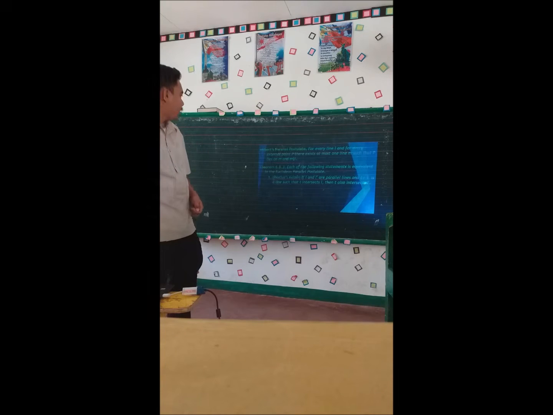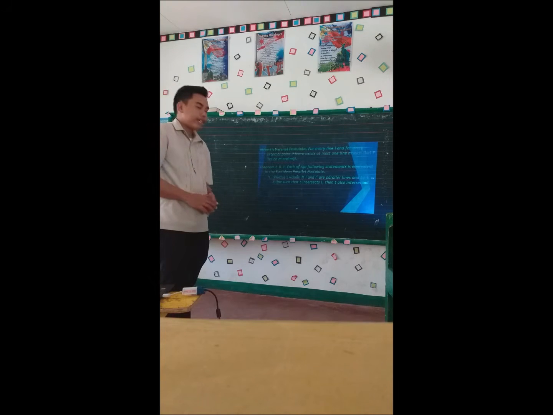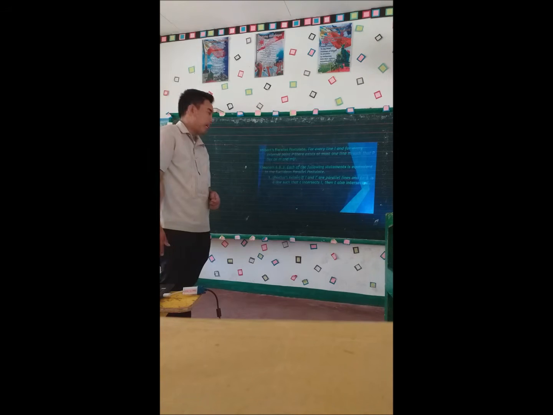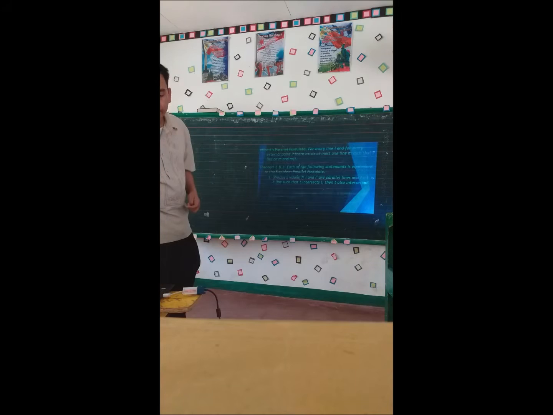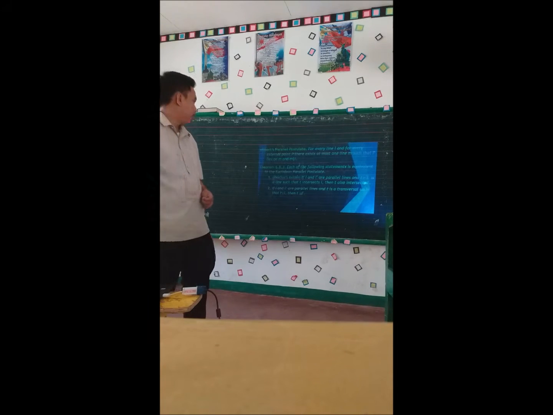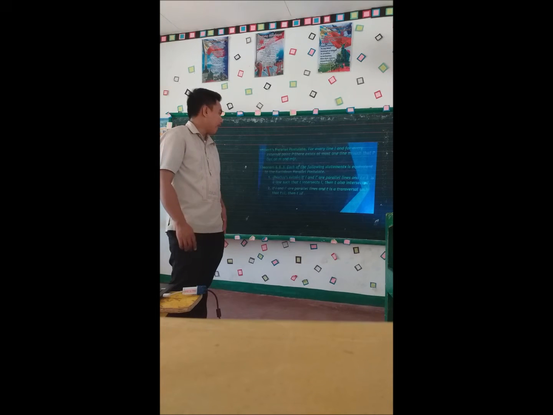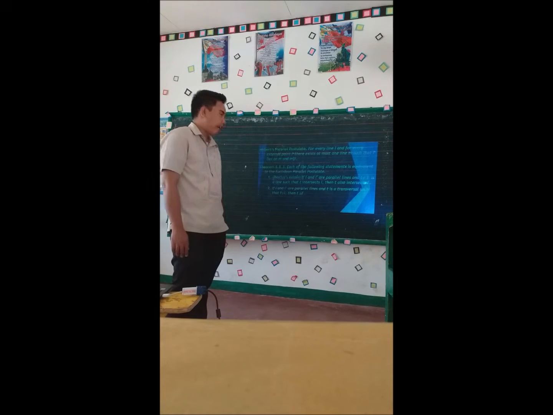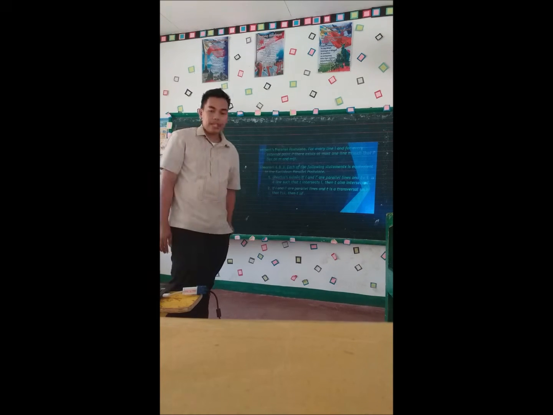Number 1, the Proclus axiom. If line L and line L prime are parallel lines and T is a line not equal to L such that T intersects L, then T also intersects line L prime. Another one: if line L and line L prime are parallel lines and T is a transversal such that T is perpendicular with L, then T is also perpendicular with L prime.